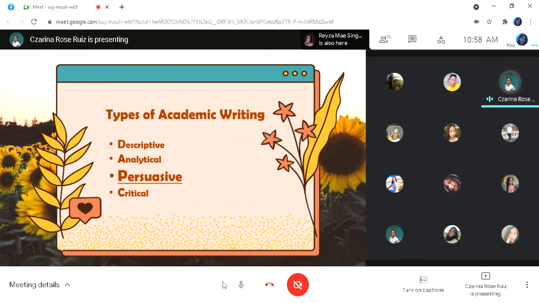And for the persuasive writing, it has the features of analytical writing, that is reorganizing information.